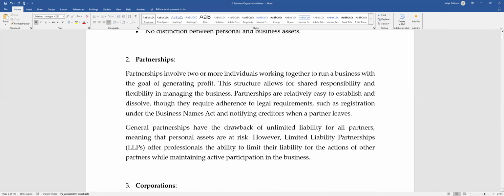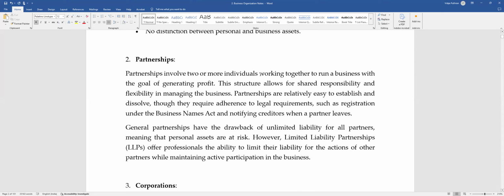Then briefly we'll see what is partnership. Partnership involves two or more individuals. पार्टनर, पार्टनर्स हम किसको बोलते हैं? दो लोग होते हैं तो पार्टनर्स बोलते हैं, दो या तीन, कितना भी हो सकते हैं, but partnership involves more than, minimum two people. So partnership involves two or more individuals, but they have to work together.